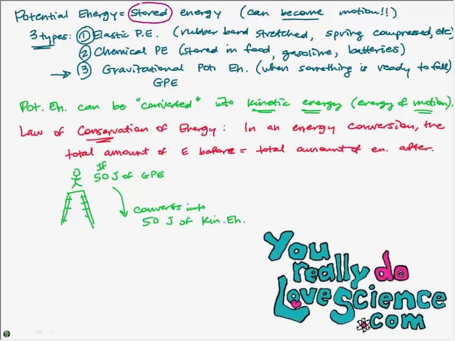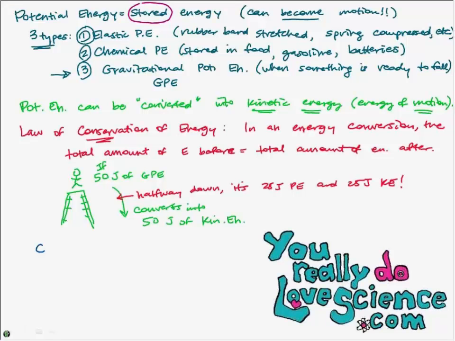Now halfway down, this is the cool thing. Halfway down, it's 25 and 25. It's 25 joules of potential energy and 25 joules of kinetic energy when it's halfway. So it's converting as it's falling. How do you know how to calculate these things?